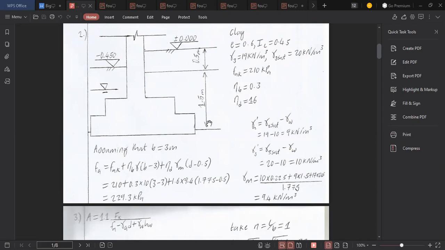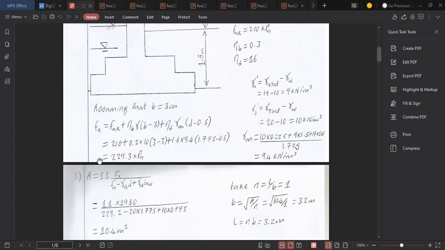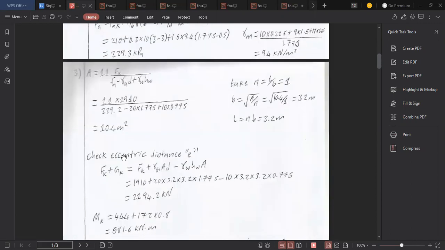D is the depth you choose, the embedded depth you're going to choose. Mine is 2.5 minus 0.5. So yeah, this is the calculation. From here you find your allowable bearing capacity. So you've answered question 2.